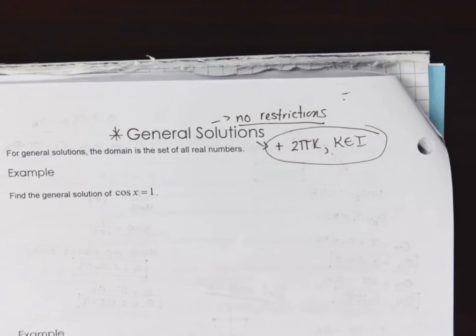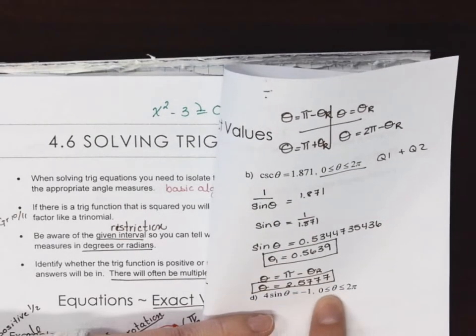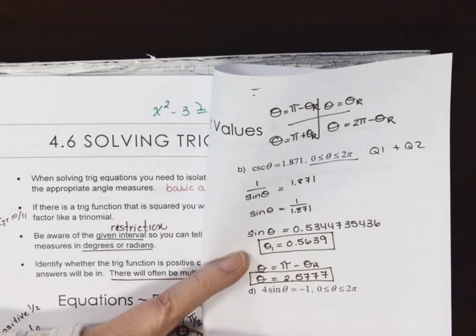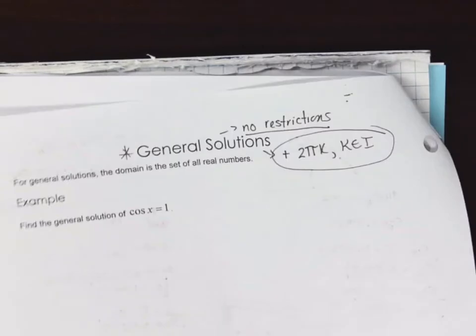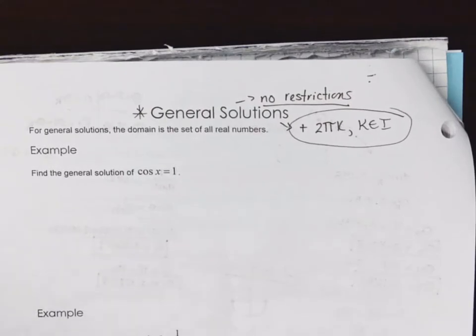And if you get a restriction, like yesterday's stuff, then you have to do it on whatever the restriction is, and that will give you answers within that restriction. So these ones are actually a little bit simpler because we don't have to worry about it.